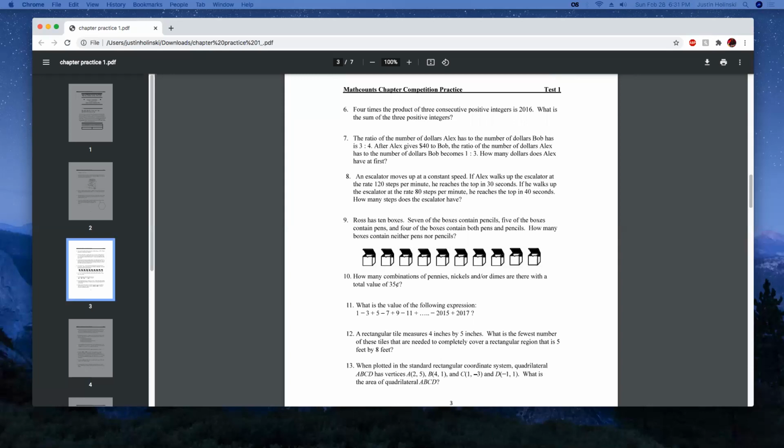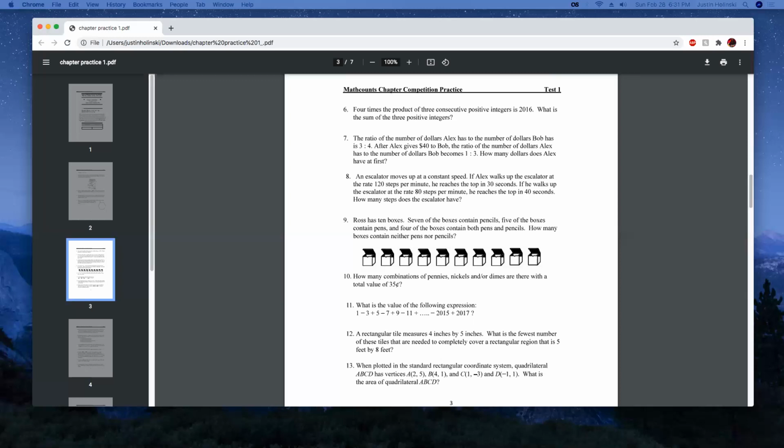So 3 to 4 becomes 12 to 16, and then 1 to 3 becomes 7 to 21. So since it goes from 12 to 7 on Alex's side, and 12 minus 7 is 5, then the 40 Alex gives Bob is 5 parts. So that means 1 part in this ratio, if it's all 28 parts, is $8.